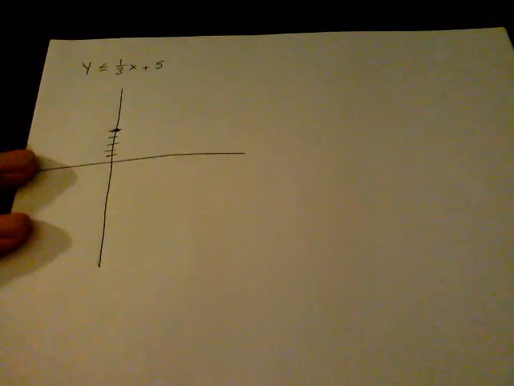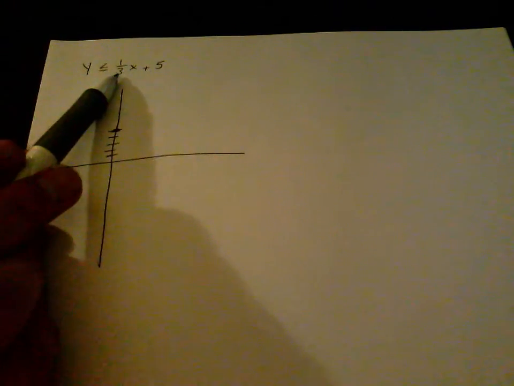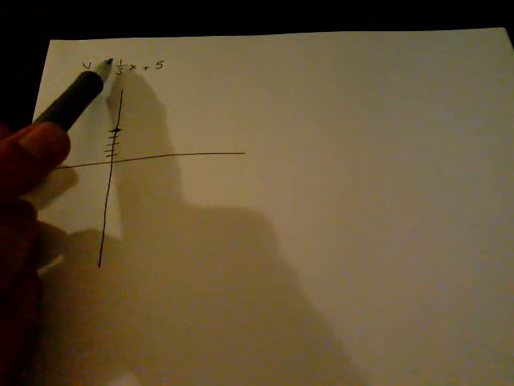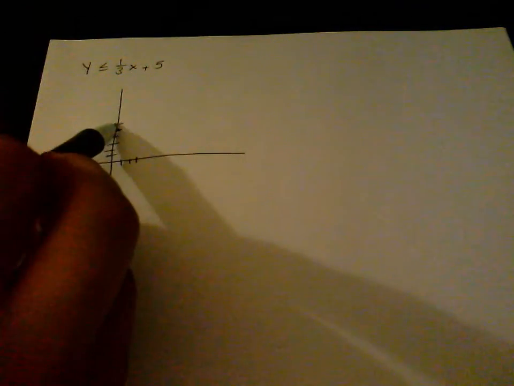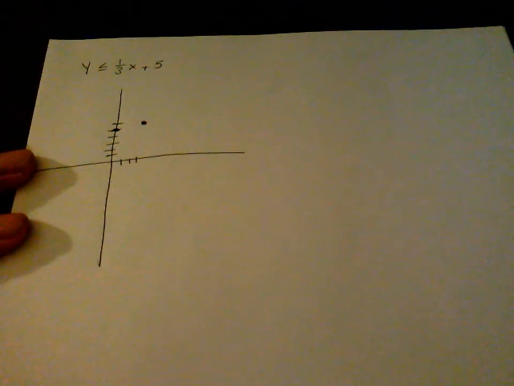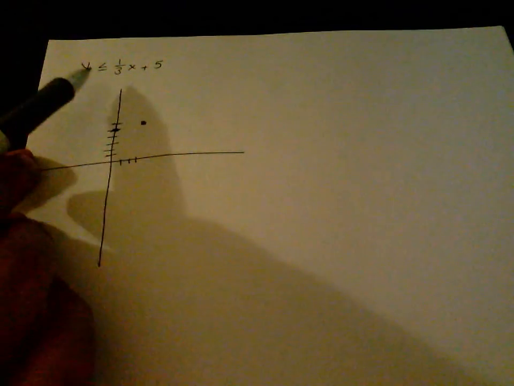Okay. My slope is then the rise over the run. So since it's positive, we'll go up 1 and then we'll go over 3. So I'm going to go up 1 over 3. Like that. Okay. Now, we're going to go back to what I said earlier.